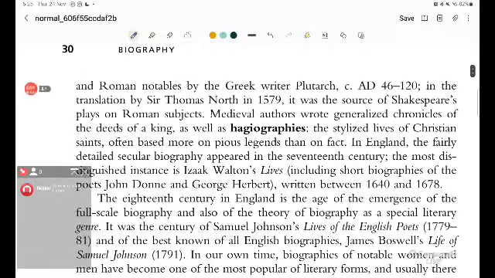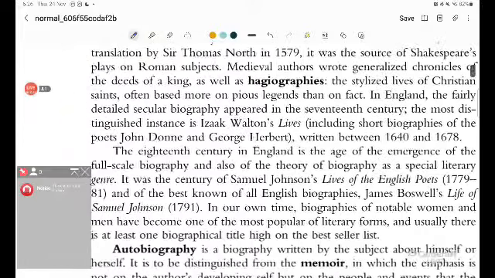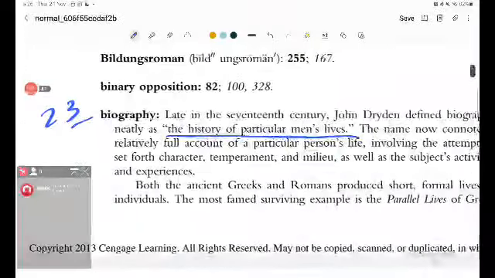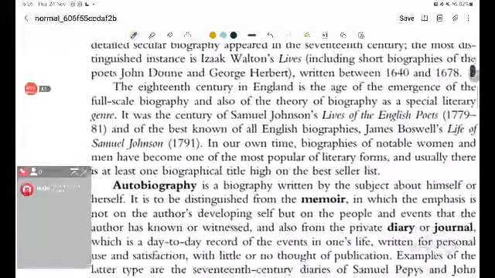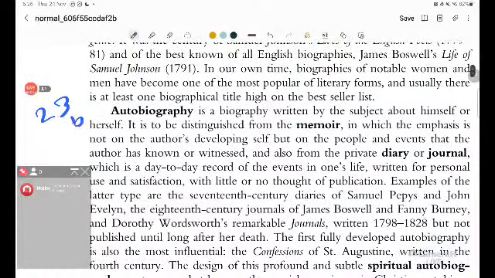ओके, यहाँ पे एक और टर्म है जो आपको समझ में आना चाहिए. Medieval authors wrote generalized chronicles of the deeds of kings as well as hagiographies. क्या होता है ये? The stylized lives of Christian saints often based more on pious legends than on fact. ठीक है, चलिए नेक्स्ट पे आते हैं. सो बायोग्राफी से नेक्स्ट हमारे पास होता है ऑटोबायोग्राफी. क्या है ये? द बायोग्राफी रिटन बाय द सब्जेक्ट अबाउट हिमसेल्फ और हरसेल्फ.